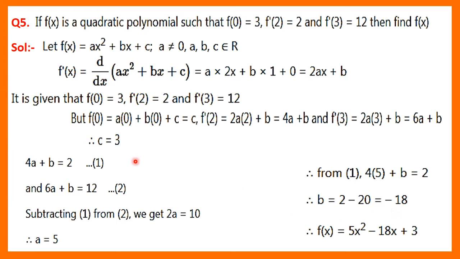So we got all the constants in this general equation. So we can form the function f of x as, by substituting the values of the constants, a is equal to 5, b is equal to minus 18 and c is equal to 3. Then the function f of x is 5x square minus 18x plus 3.